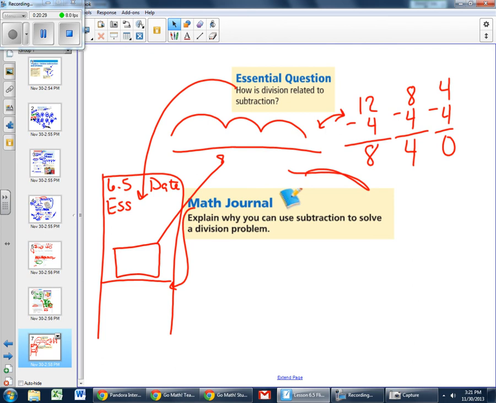Okay, if you need to go back and review any section of this before you answer your essential question or do your math journal, that would be a great strategy. If not, go ahead and complete those pages and we will check them together. This is halfway through the chapter, so tomorrow you'll be doing your mid-chapter checkpoint. So if you want to review any lessons of 6.1 through 6.5, that might be a good strategy to prepare you for that checkpoint grade.